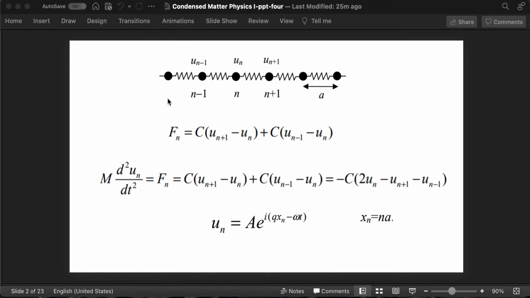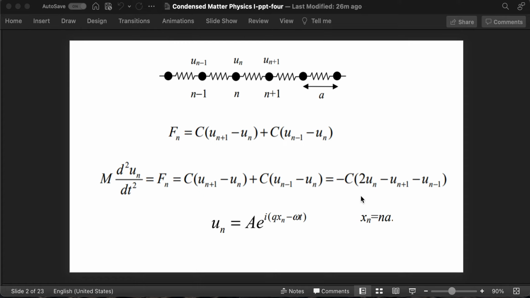That means only one atom per lattice site. The atoms are labeled in terms of n-1, n plus 1 and so on. The lattice constant is a. The displacements of the nth atom, n-1th atom are represented by the u's here. So I can write the force on the nth atom as some force constant C times the relative displacement between the n plus 1th atom and the nth atom, and the n-1th atom and the nth atom. So I'm only considering near neighbor interactions.